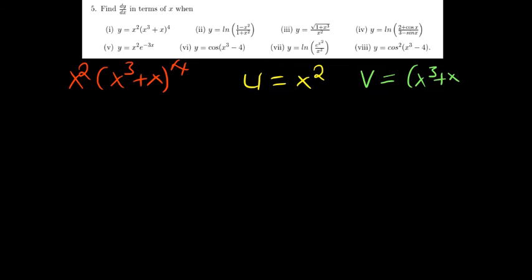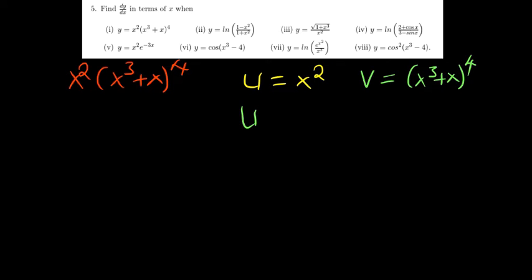So we have x squared multiplied by x to the power 3 plus x to the power 4. So this is a product of two functions. Okay? So let's call the first function u, which is x squared, and then the other one, v, will be called x to the power 3 plus x to the power 4, right? So now we have to differentiate all these.